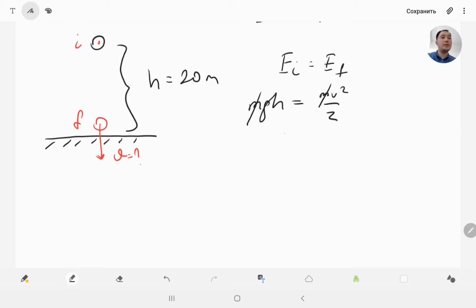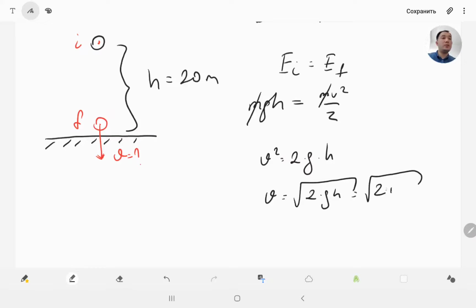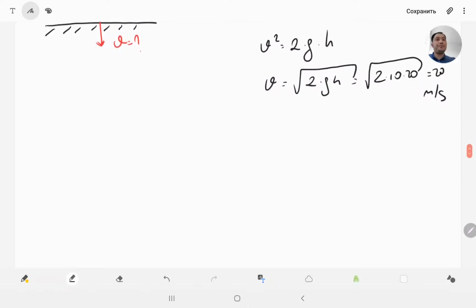So mass cancels, so velocity squared equals 2 times gravity times height, and from here the answer will be 20 meters per second. So the velocity of this object just before striking the ground is 20 meters per second. As you see, you can solve this problem with only one equation if we apply the energy method.